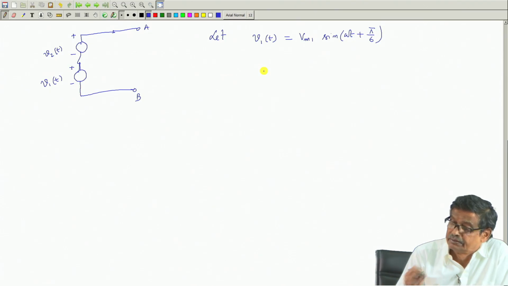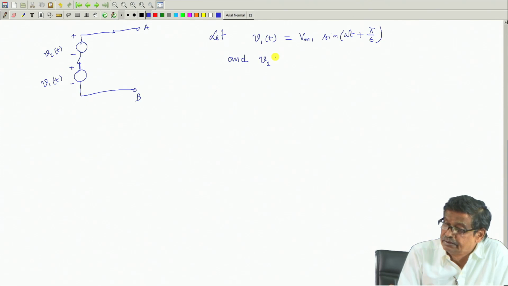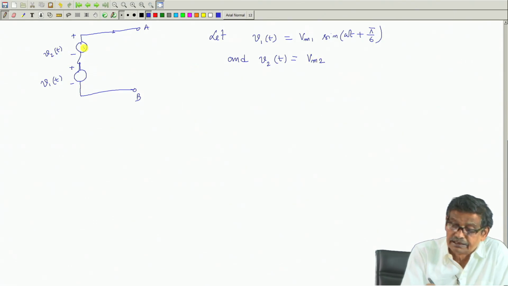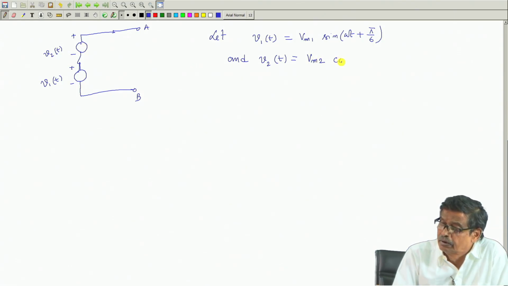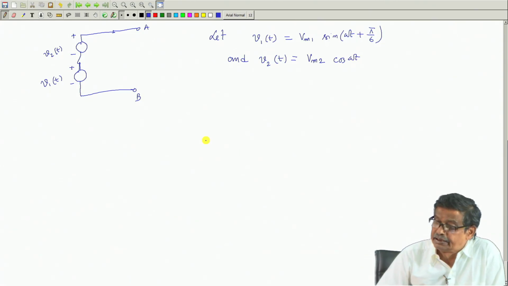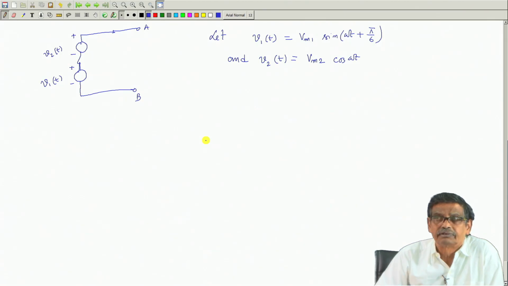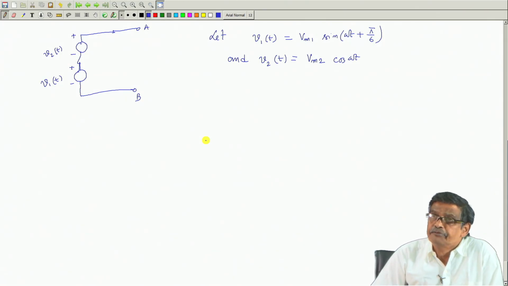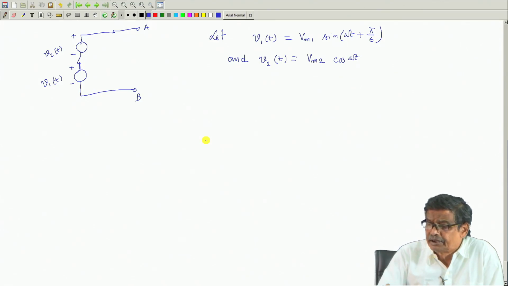Suppose somebody says it is a sinusoidal voltage, and V2(t) is equal to Vm2, its maximum voltage, into cos(omega t). Now, here you should be a bit careful because sine and cosine terms are involved. In phasor notations, always try to express all the quantities in the same reference frame, either in sine or in cos.